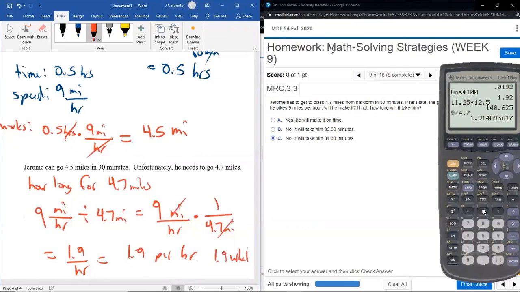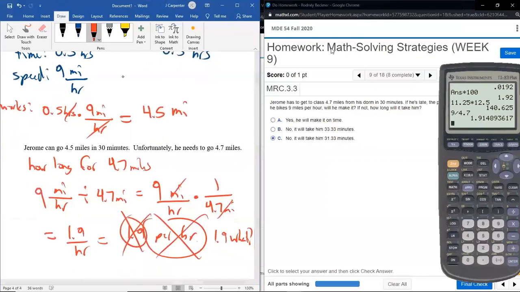1.9 what? How could that be the answer? First of all, this is about 2 hours. It's neither of these answers, so it's very obvious that's wrong. It shouldn't take him almost 2 hours if in 30 minutes he went 4.5 miles. It's only going to take him an extra minute or two to go that extra 0.2 miles. So this doesn't make sense based on the number, and based on the units it doesn't make sense either. So again, this was wrong.